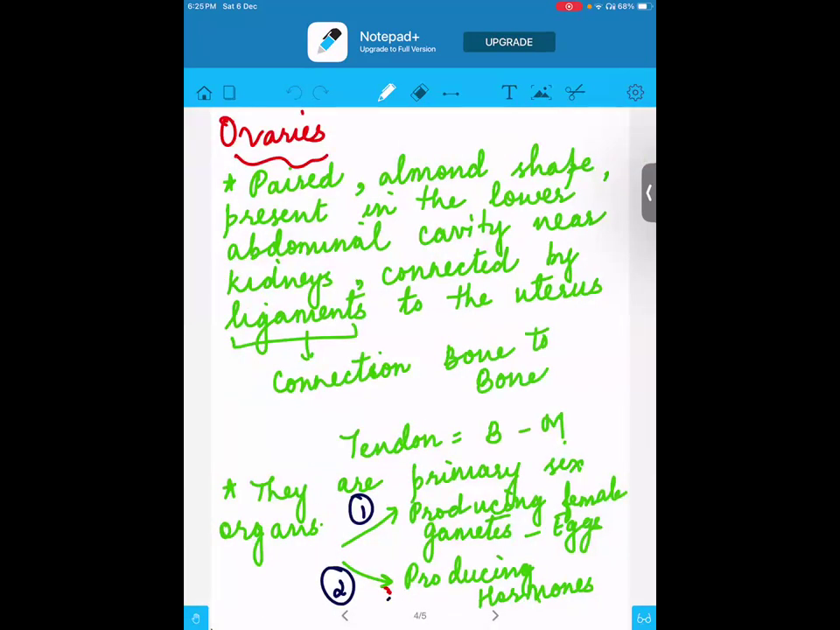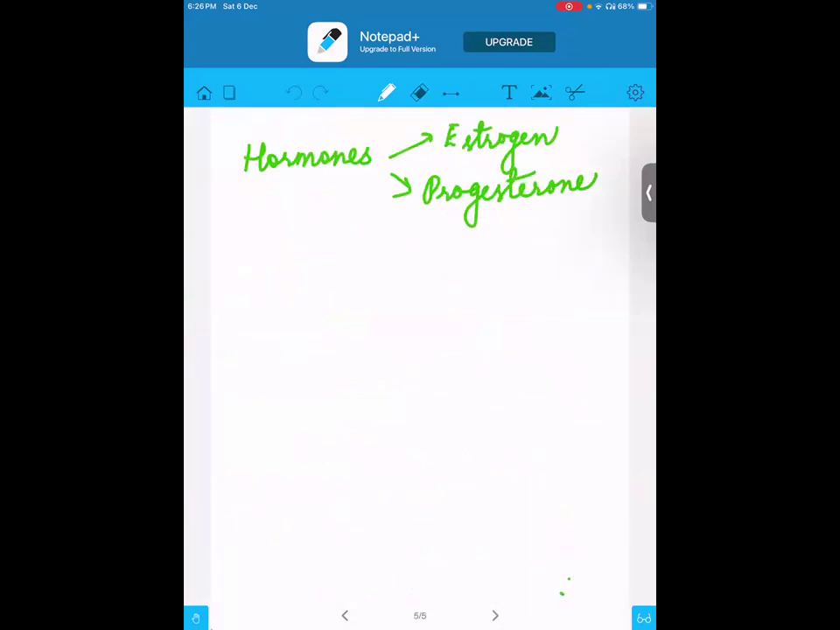What is the difference between the estrogen and progesterone hormone? Any idea, Deepya, Deepak, Anurag, and Preetham? Preetham, do you have any idea about this? Difference between the estrogen and progesterone hormone. Progesterone is produced by the male and estrogen is produced by the female.